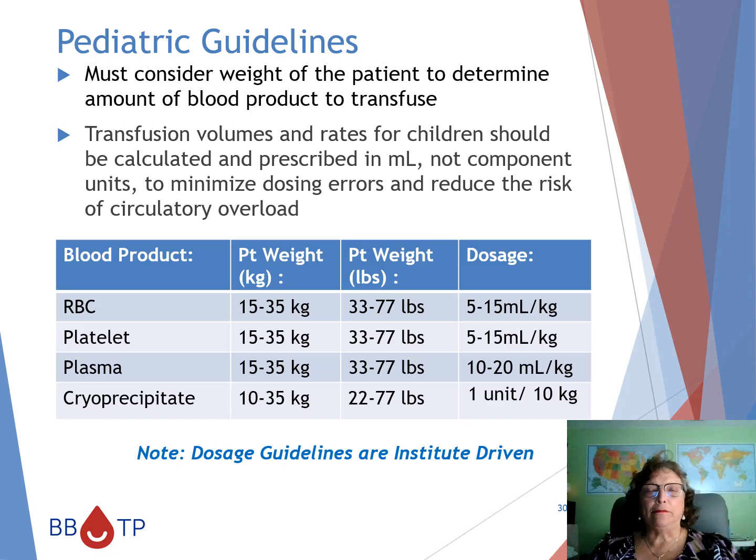In a lot of pediatric facilities and neonatal facilities, in working with electronic ordering processes, a lot of facilities have changed the way they order so that they're prescribing it by mLs as opposed to a component. And this is to minimize dosing errors and reduce the risk of circulatory overload if they get transfused with the various products. So this has helped a great deal into making sure that everyone is on the same page as to exactly how much should be given to the patient and doing it by mLs.